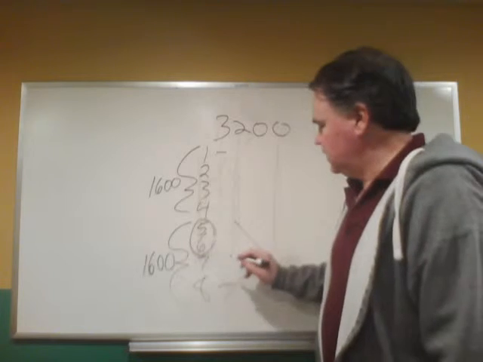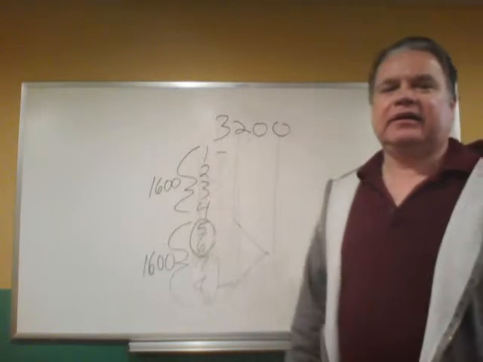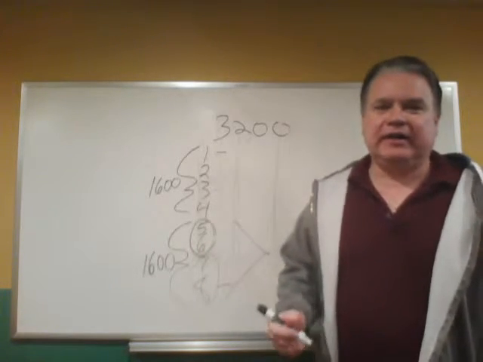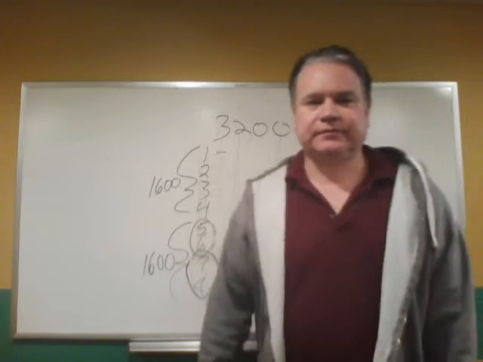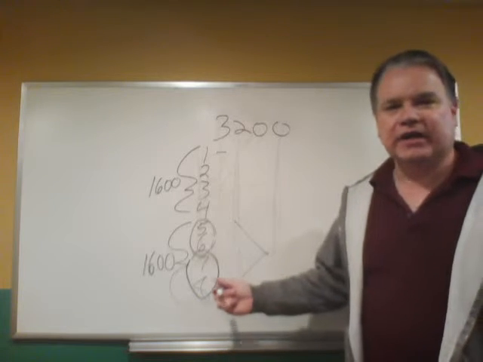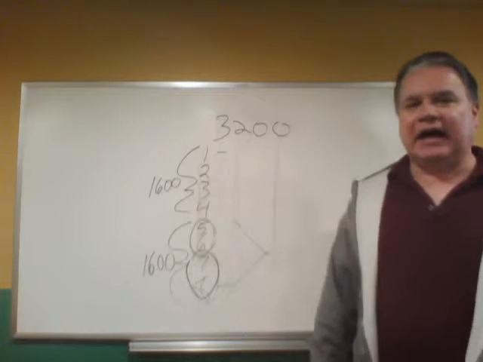Now, 7 and 8, extremely important. This is the end of the race. This is going to determine who wins and who loses. This is the critical zone.